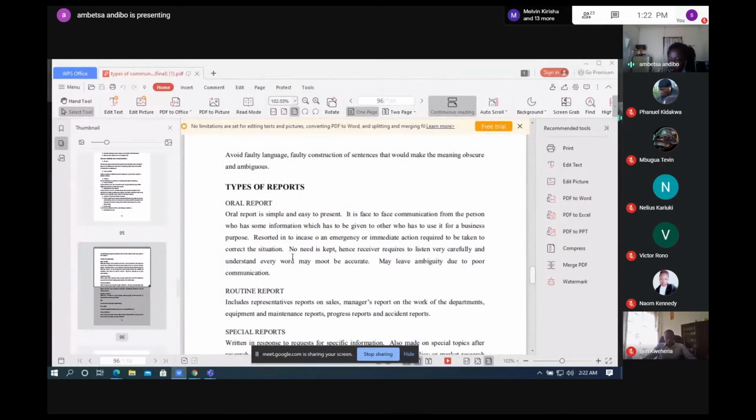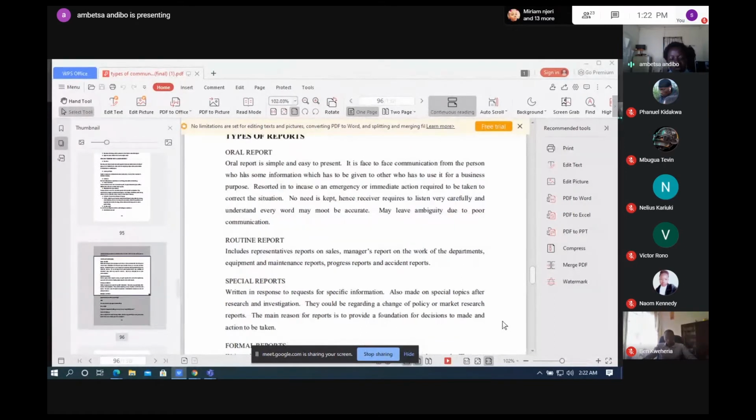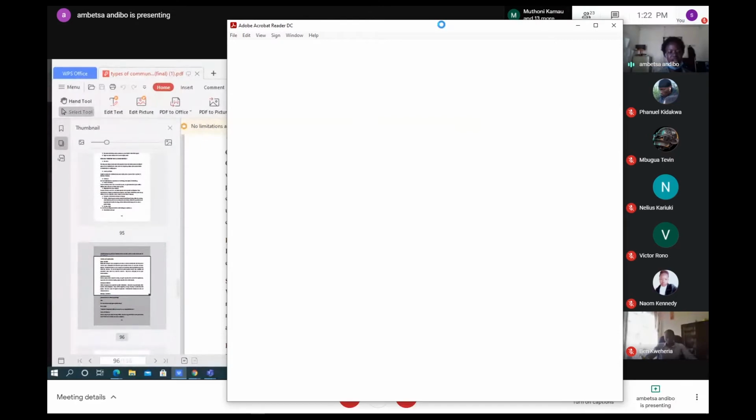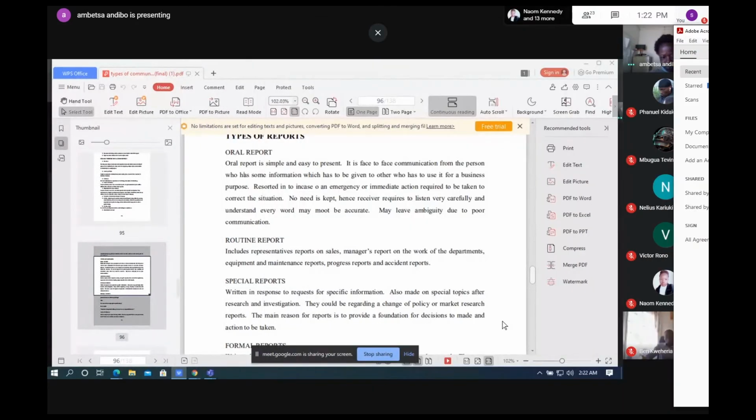So that one is not taking days. It takes a matter of minutes and the whole thing is done. So that is oral report. Most of them, the situations are informal. So those are informal reports also.